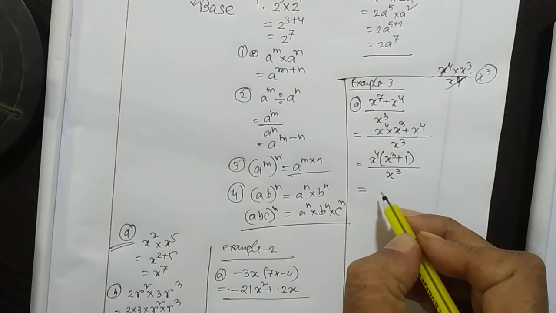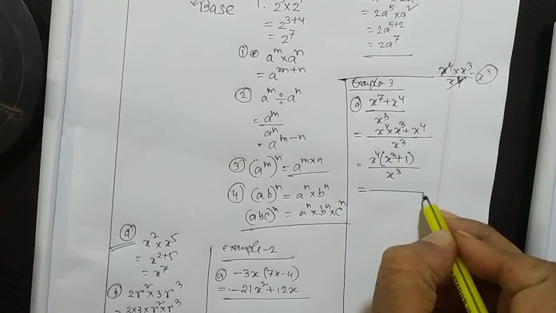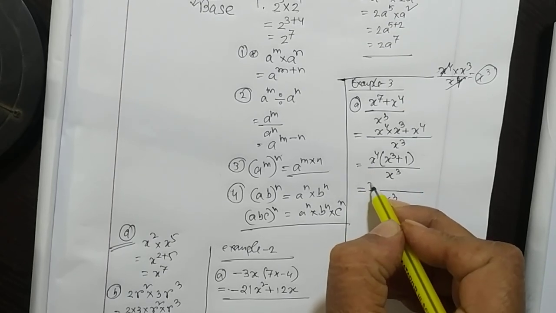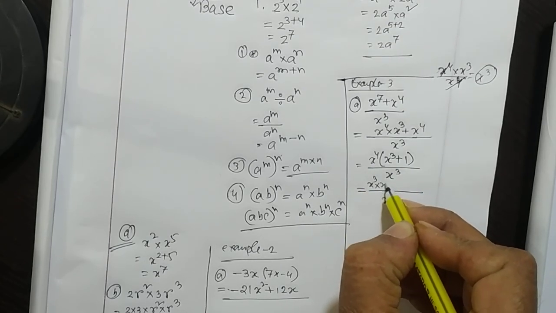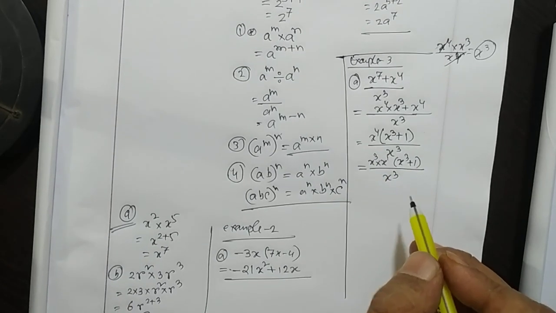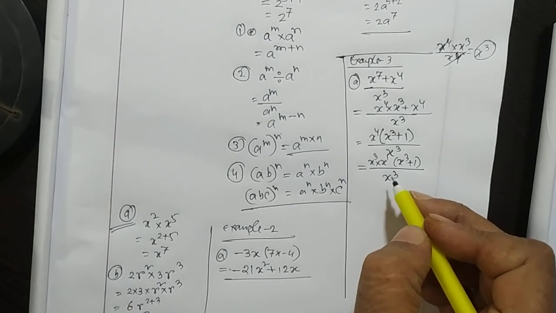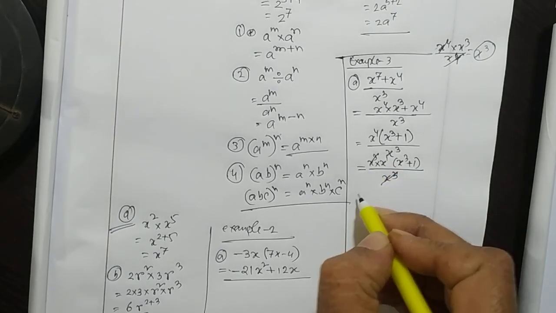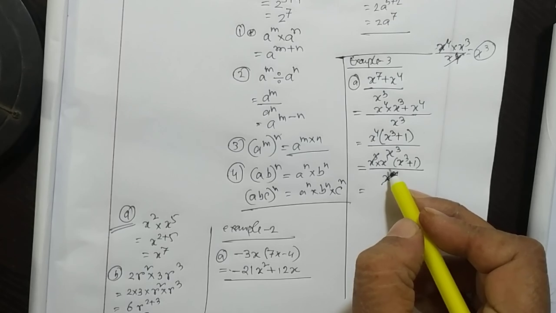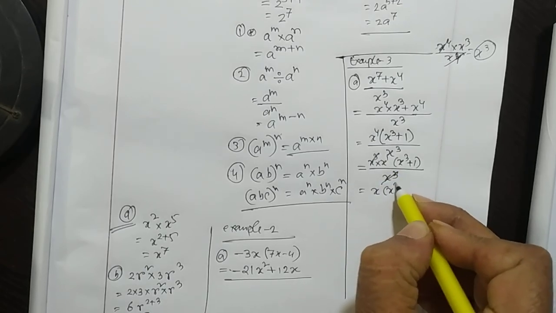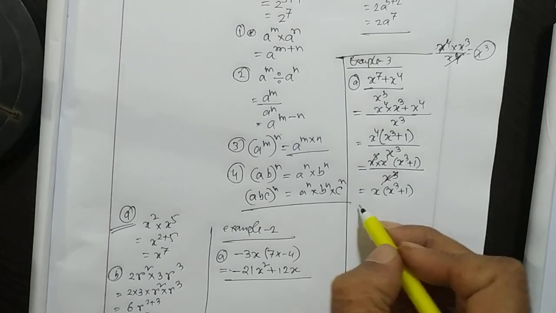Now again, x to the power of 3, and here x to the power of 4 can be written as x to the power of 3 times x to the power of 1, x to the power of 3 plus 1. These are boring types of calculations. Smartly you can do it when you are expert in this type of calculation. Now it is x to the power of 3 and then 1.